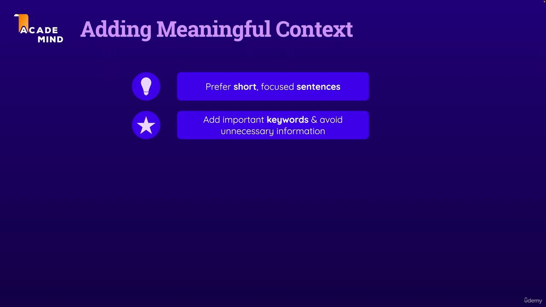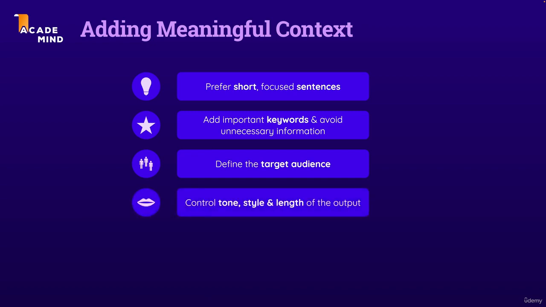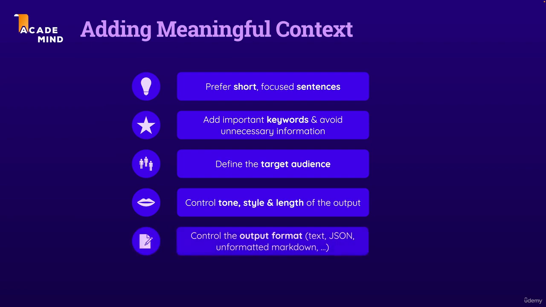You might want to consider defining your target audience, the tone, style, and length of the target output, depending on what your prompt is all about, of course. And that you can, for example, also control the output format, and for example, get ChatGPT to give you JSON formatted data instead of plain text as a response.